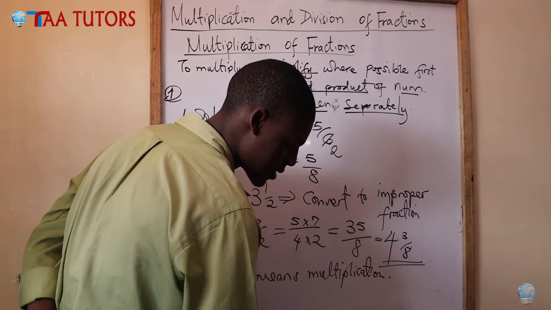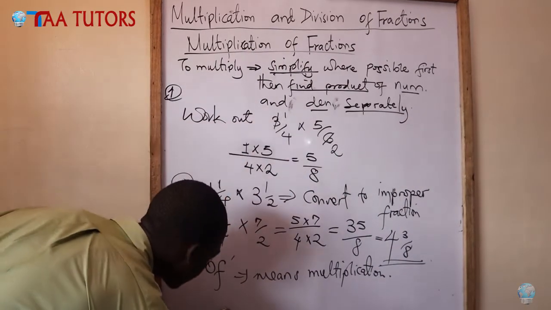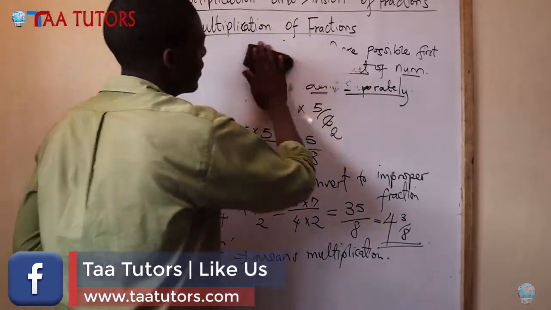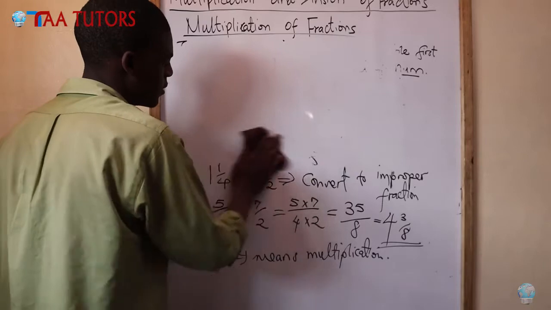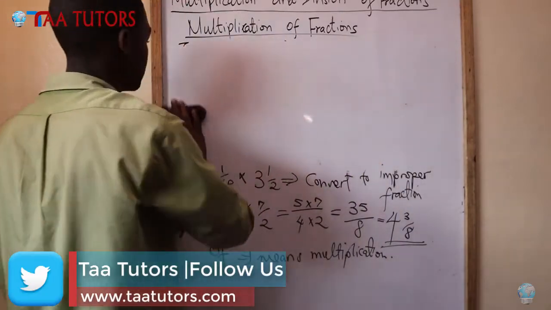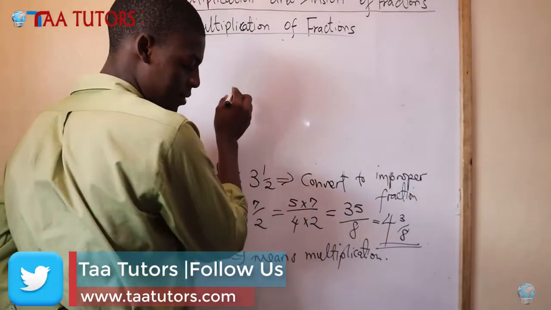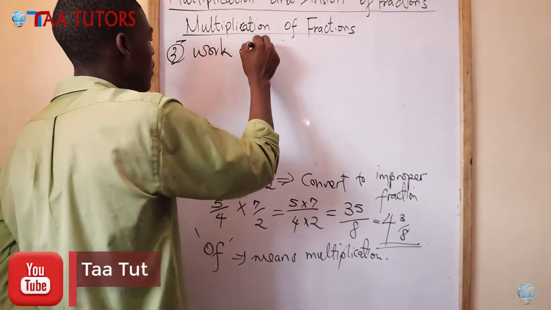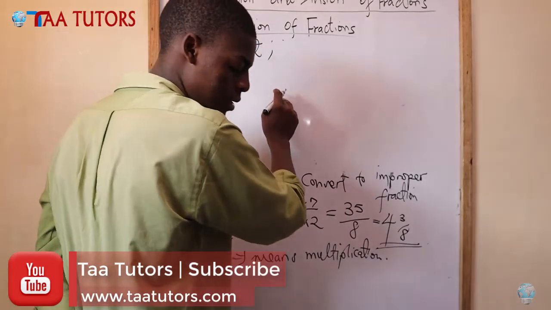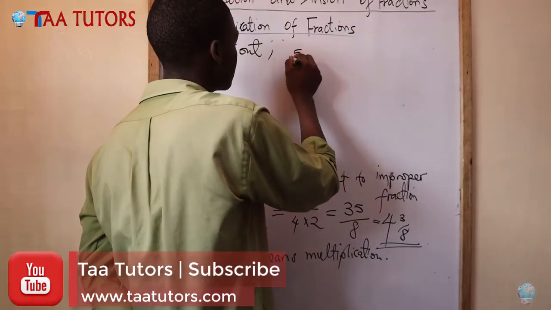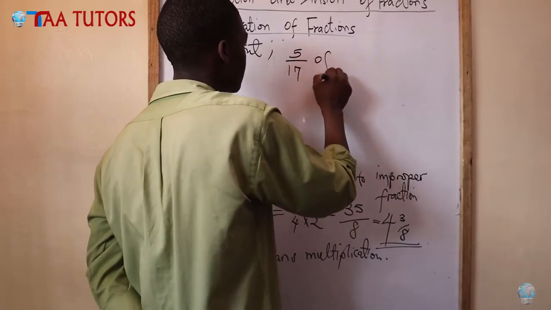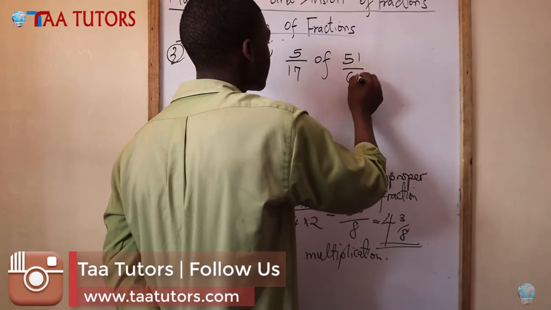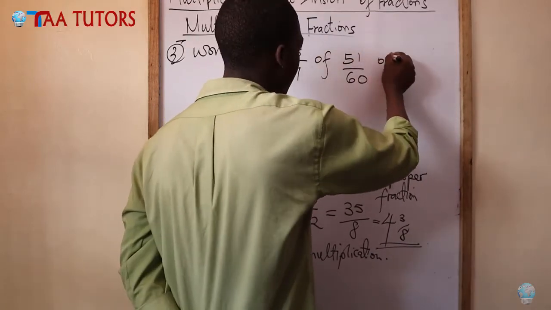In the case of it, we can have example 3 now. Work out 5 over 17 of 51 over 60 of a third.